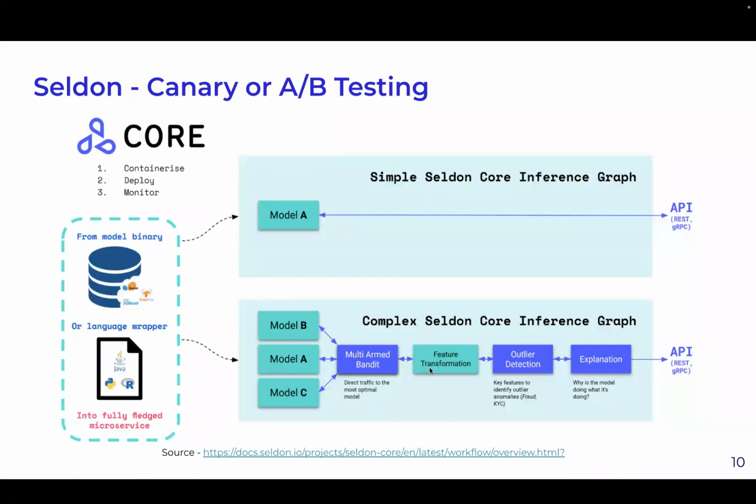In this inference graph, apart from Canary testing, they have also utilized other components of Seldon, that is, outlier detection and explanations. You can integrate these components into your pipeline so that the incoming request is routed through feature transformations, outlier detection, drift detection, and explanation, all based on the capabilities provided by Seldon. That's what this inference graph means.